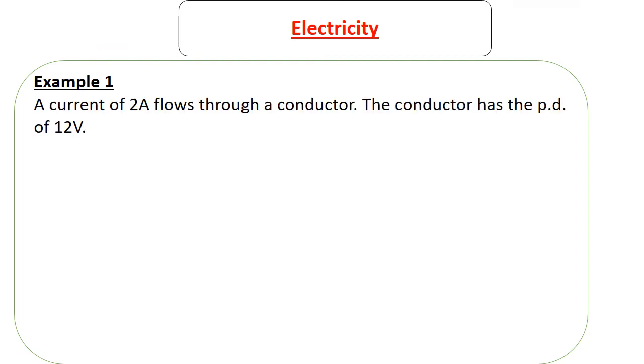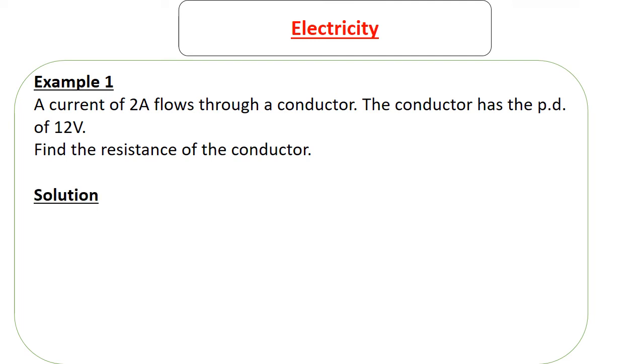Let's take a look at an example. A current of 2 amps flows through a conductor. The conductor has a potential difference of 12 volts. Find the resistance of the conductor. Here is the solution. The data that we have been given is the current, which is 2 amps, the resistance, which we are looking for, and the voltage, which is 12 volts.